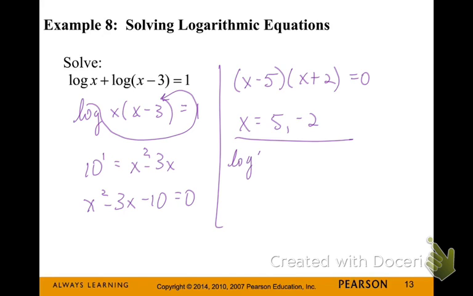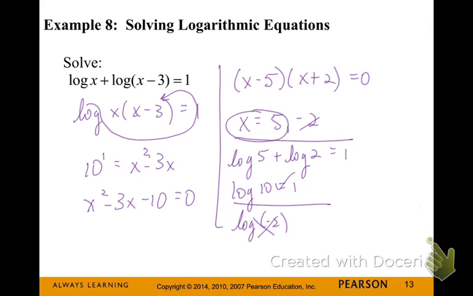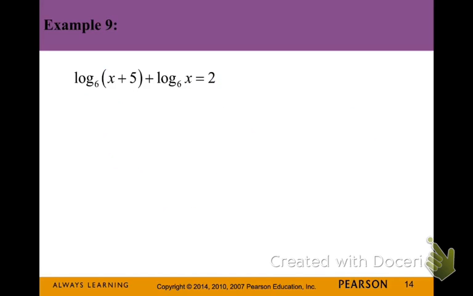So let's plug in 5, and that gives us a true statement. Log 10 does equal 1, and let's plug in negative 2. So right away we have a problem. We can't have a negative log value, so our only solution to example 8 is 5.